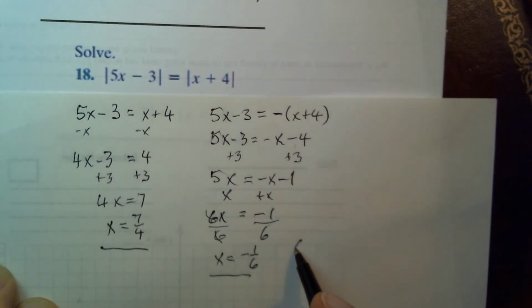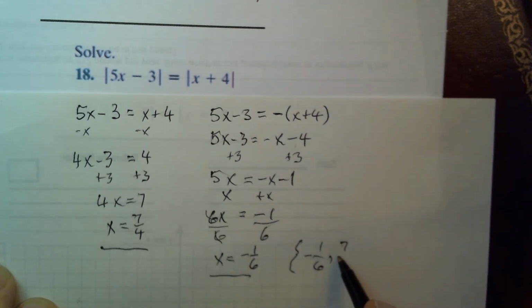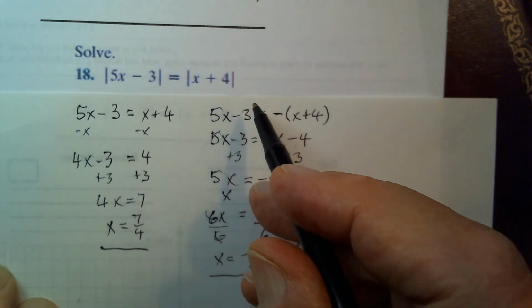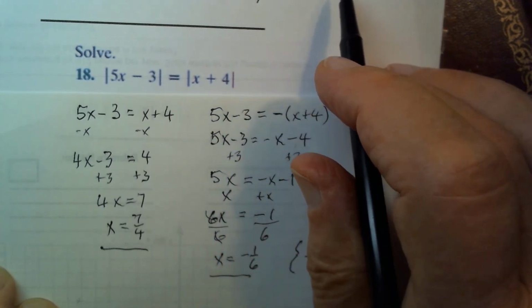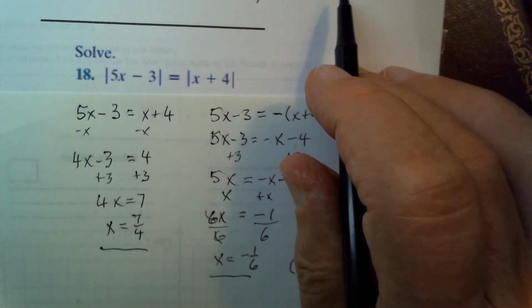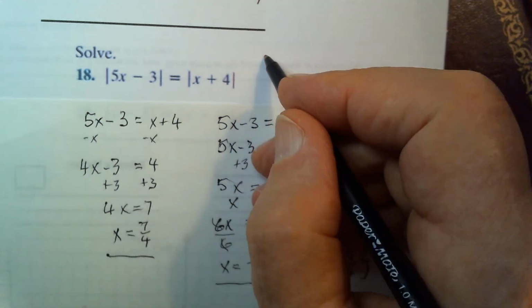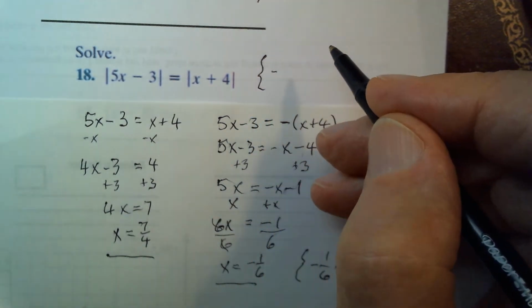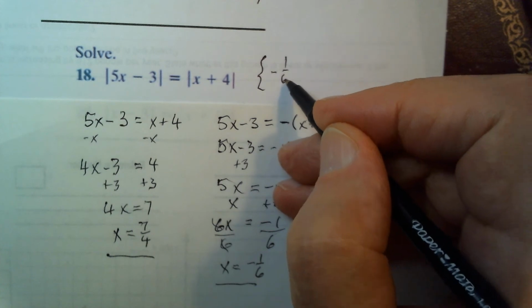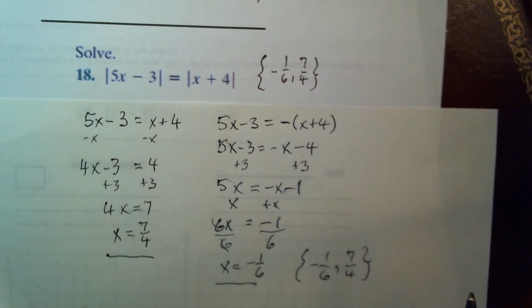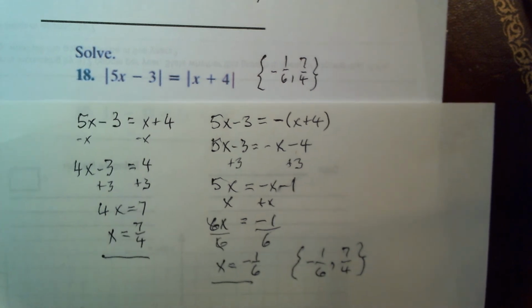So we can write our solution set as minus 1/6 and 7/4. That would be the solution set of this absolute value equation. So let me just write the solution set: minus 1/6 and 7/4. And I just showed you how to arrive at the answer.